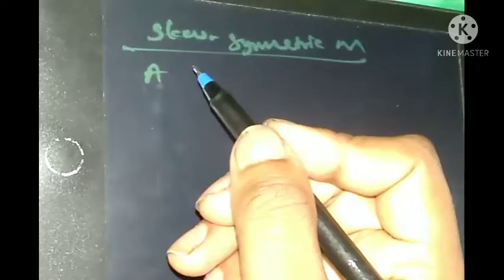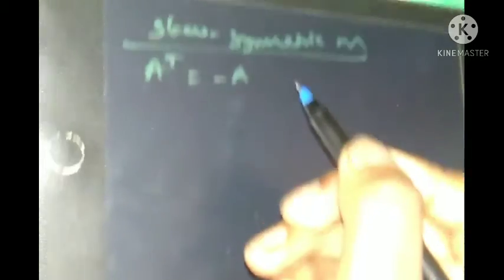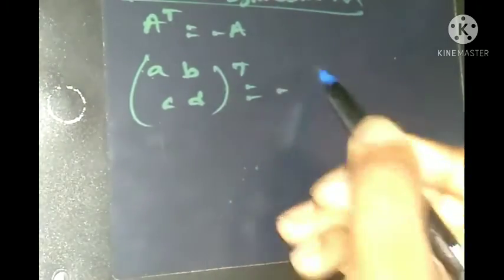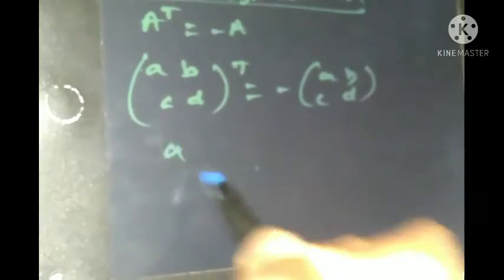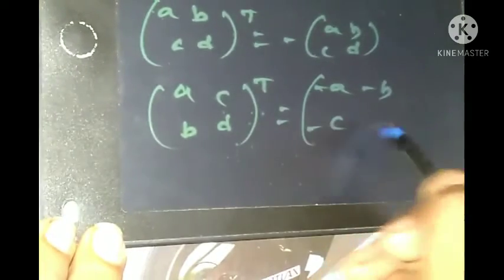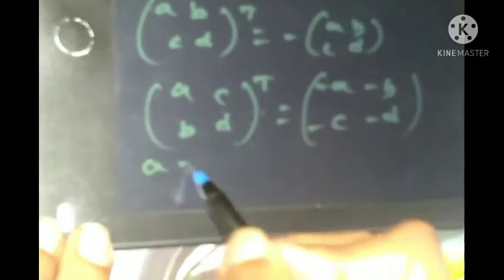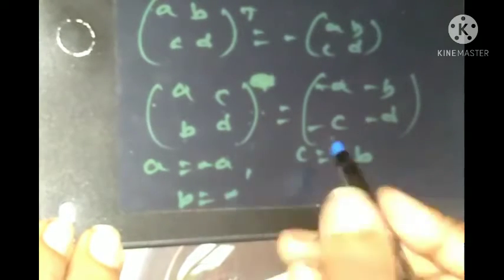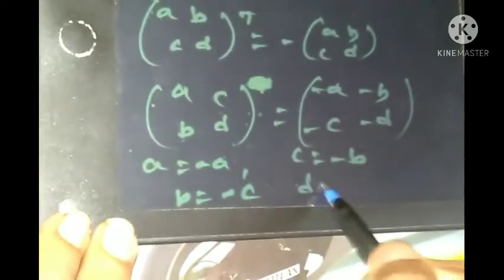Now we have to examine the skew symmetric matrix. A is a skew symmetric matrix if and only if A transpose is equal to minus A. This is the skew symmetric condition. We take one 2 by 2 matrix, for example [a, b; c, d], whose transpose is equal to minus of [a, b; c, d]. The transpose of this is [a, c; b, d], which is equal to [-a, -b; -c, -d]. So a is equal to minus a, c is equal to minus b, b is equal to minus c, and d is equal to minus d.